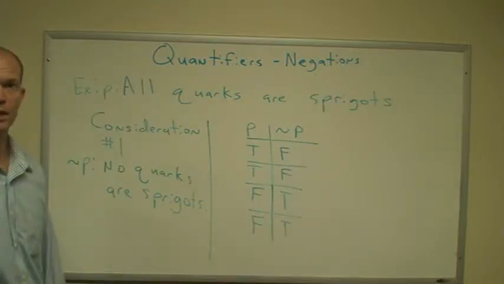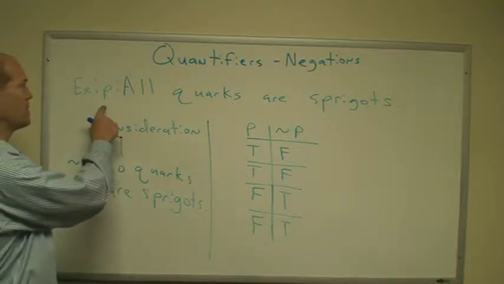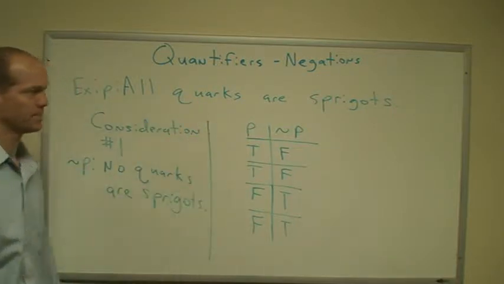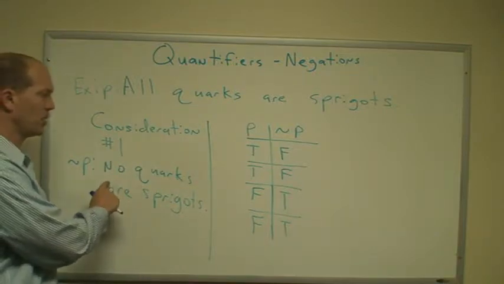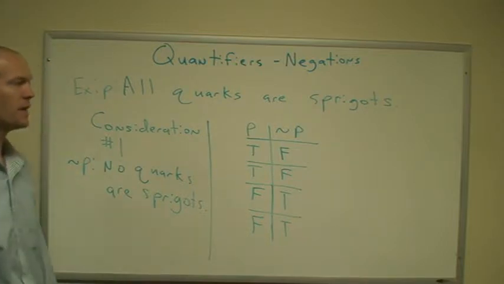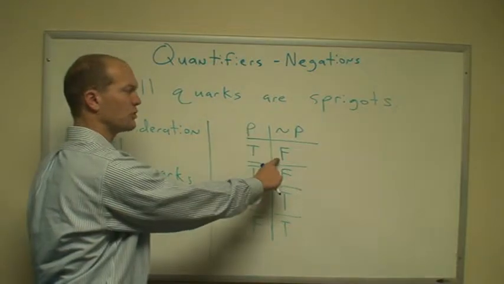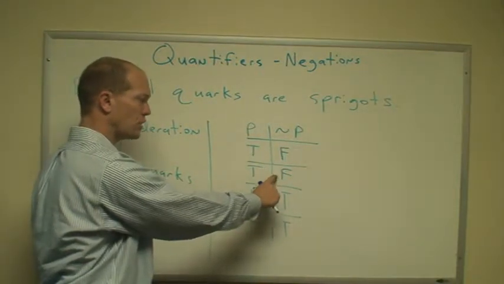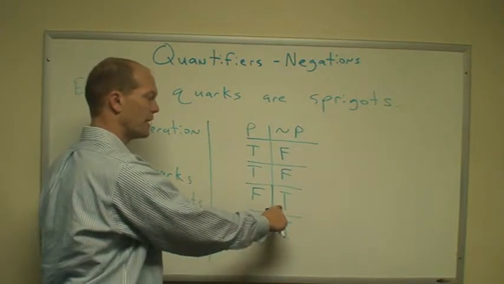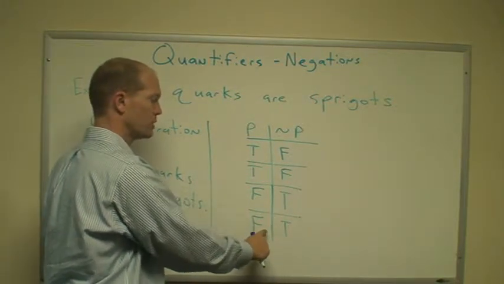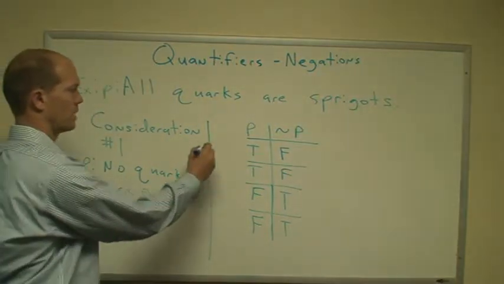To help us consider what the negation of "all A are B" is, let's look at an example. We'll have the statement P: all quarks are spriggans. A first consideration might be that the negation of P could be "no quarks are spriggans." Recall that a negation really should include four things. If the original statement is true, the negation is false. If the negation is false, the original statement is true. If the original statement is false, the negation is true, and if the negation is true, the original statement should be false. So let's examine each of those in turn.